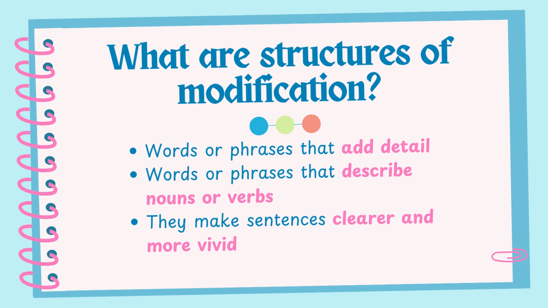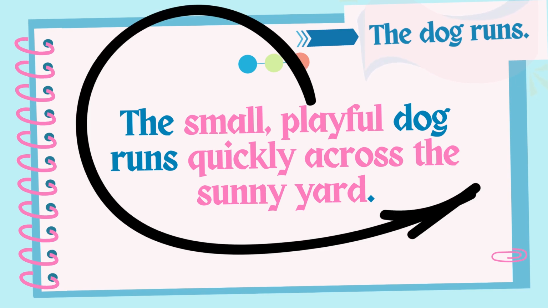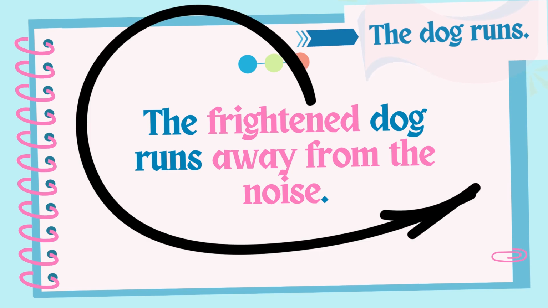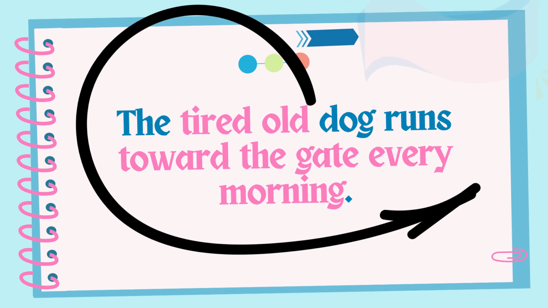What exactly are structures of modification? Well, they are words or groups of words that give us extra information about nouns, verbs, or even other modifiers. For example, instead of just saying the dog runs, you could say the small playful dog runs quickly across the sunny yard. Or the frightened dog runs away from the noise. Or better yet, the tired old dog runs toward the gate every morning. Notice how just a few words give us a fuller picture of the dog and what it's doing?